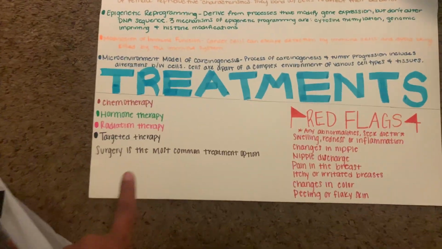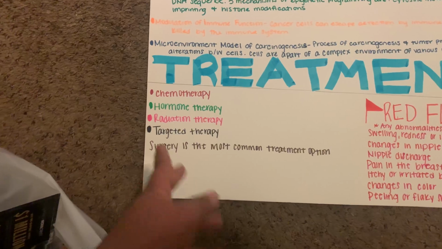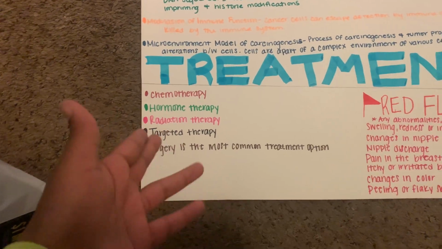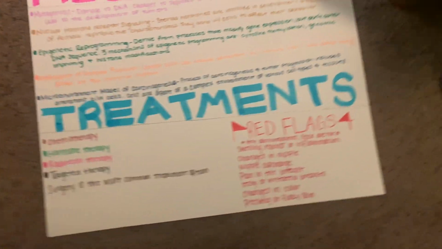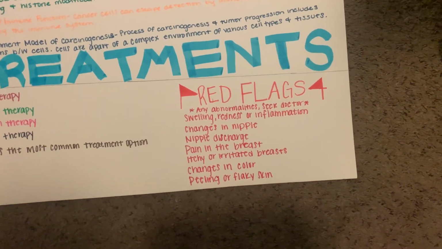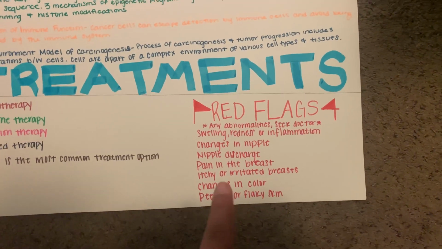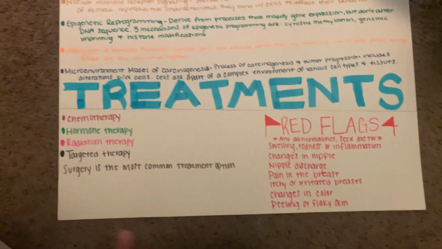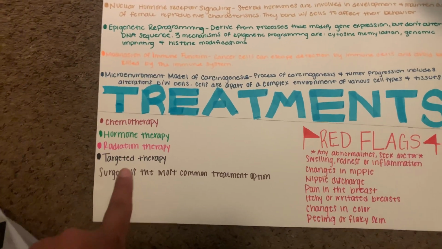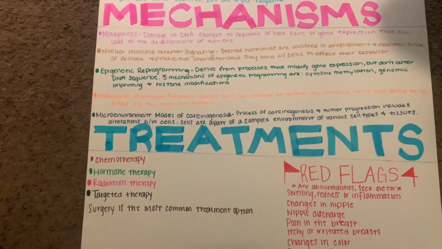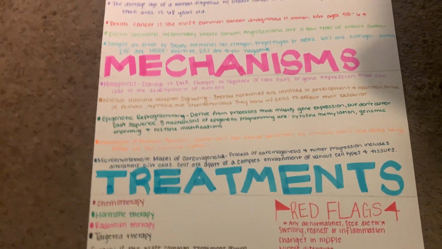And I also wrote some treatments down on here. The treatments range: you can have surgery, or you can have therapy, chemotherapy, hormone therapy. And I also wrote red flags, just because most women don't know how to check for breast cancer in themselves. Although you can get treated for breast cancer or any type of cancer, most likely 9 times out of 10 the cancer will come back.